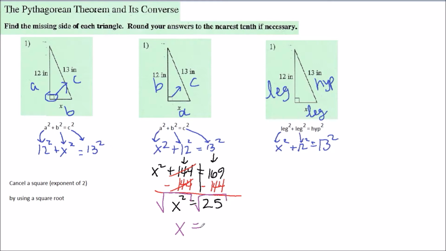And if I know that, great. If not, I can do that on my calculator. But that gives me 5. And that is my answer. So x equals 5.